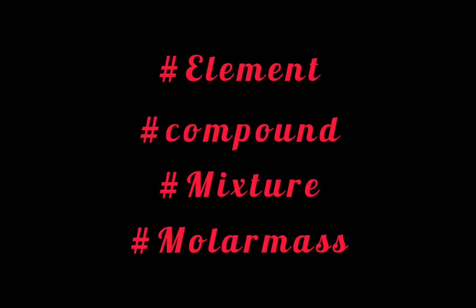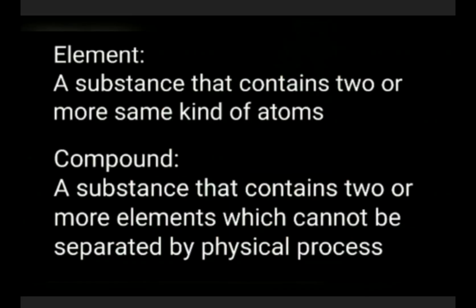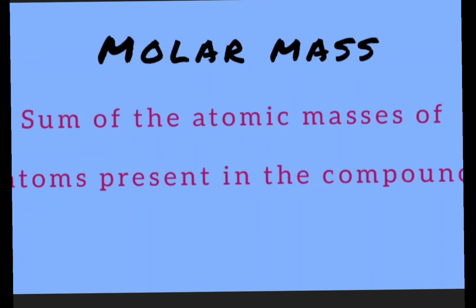Today we have learned some problems based on these important terms. Element: a substance which has the same kind of atoms is known as an element. Compound: a substance that contains two or more elements which cannot be separated by physical process is known as a compound. A substance that contains two or more compounds that can be separated by physical process is known as a mixture. Next, molar mass: the sum of the atomic masses of atoms present in the compound is known as molar mass.